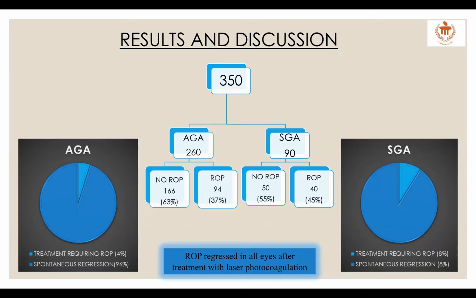Out of the 90 SGA babies, there was no ROP in 55% and presence of ROP in 45% of the babies. Out of these, the treatment requiring ROP were around 8%, which is almost double that of the AGA category, and the rest regressed spontaneously. ROP fortunately regressed in all eyes after laser photocoagulation treatment.